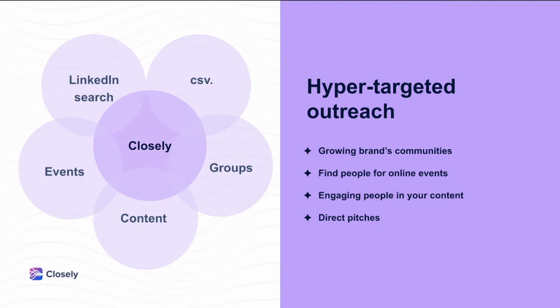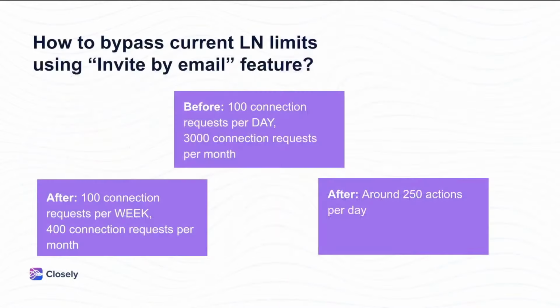And right now it's time to speak a little bit about a very hot topic, about how to bypass current LinkedIn limits using the invite by email feature from Closely. So you all know that you can't connect with literally everybody every day on LinkedIn, because with the LinkedIn connection limits, there is a restriction on the number of connections you can make per week. Right now, it is allowed to send only 100 connection requests per week. So it's 400 in a month total. Previously, it was 100 connection requests per day, resulting in around 3,000 connection requests per month. So just feel the difference.